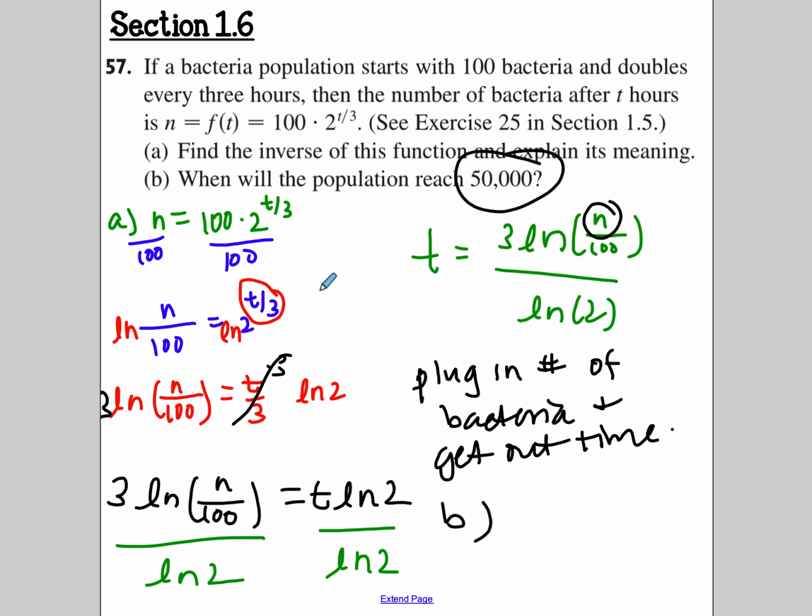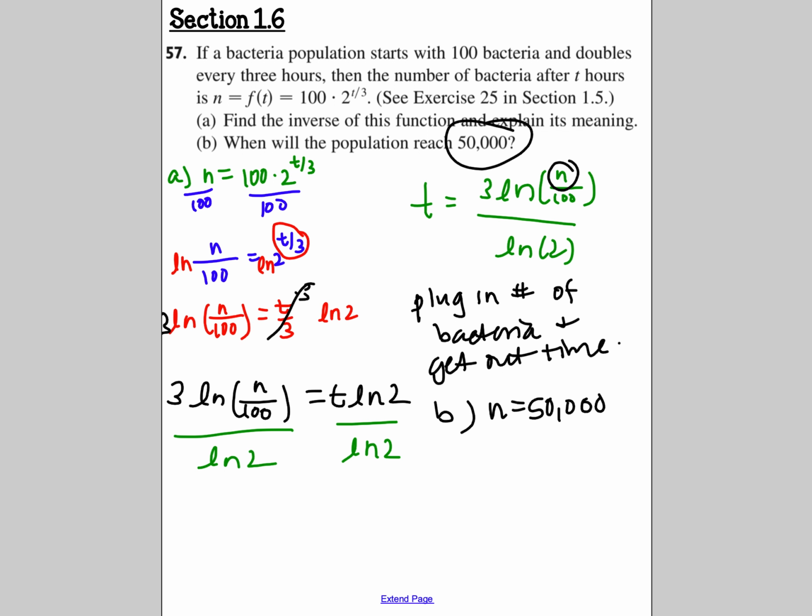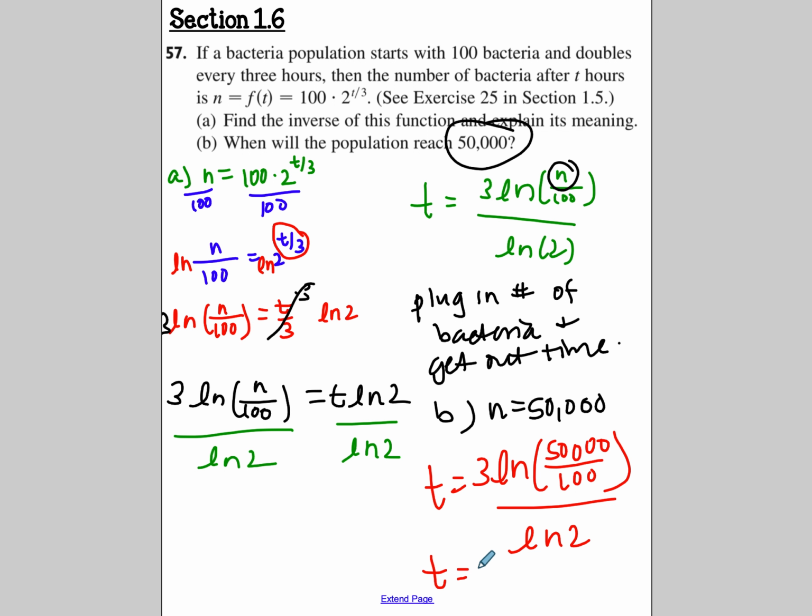This is super nice. I could set this equation equal to 50,000, but then you would go through all the same steps. So I'm going to use my inverse because I know my n. So n is equal to 50,000. I'm going to plug it into my inverse equation to figure out the time. So t equals 3 ln of 50,000 divided by 100 all over ln of 2. So I'm going to type this in. I would recommend you type it in as well to make sure you get the right answer.